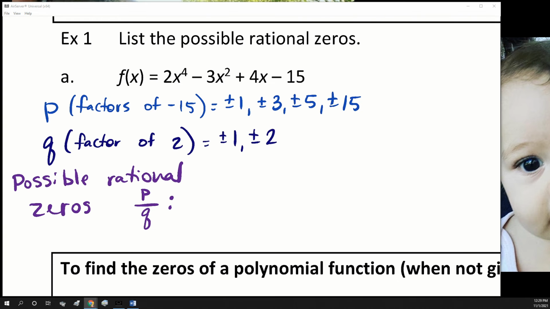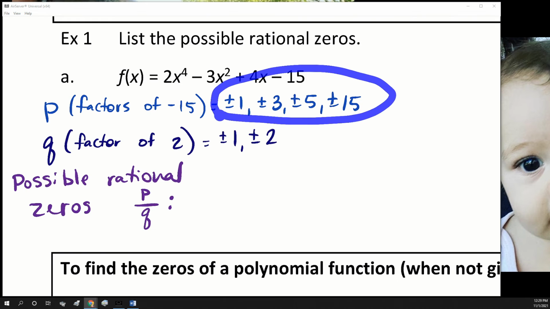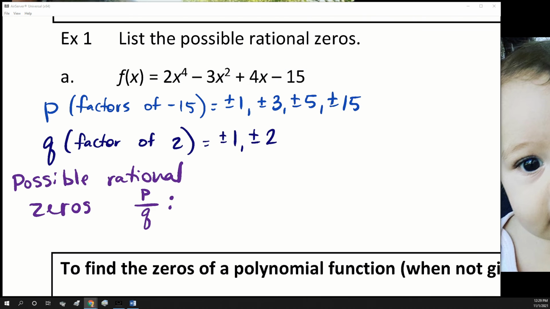So what should you get if you take all these p's, the blue list, and put them over 1? What's going to happen? It's the same list, yeah. So we're going to list out the p's. So when we put them over 1, we get that same list. All right. And then we're going to take them and put them all over 2.